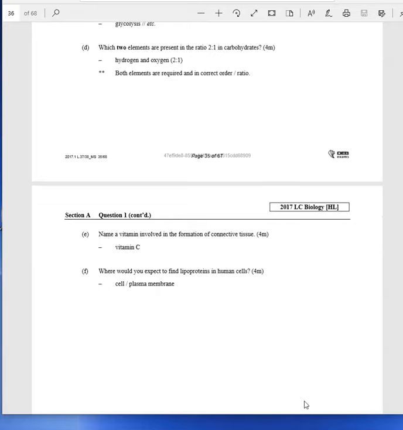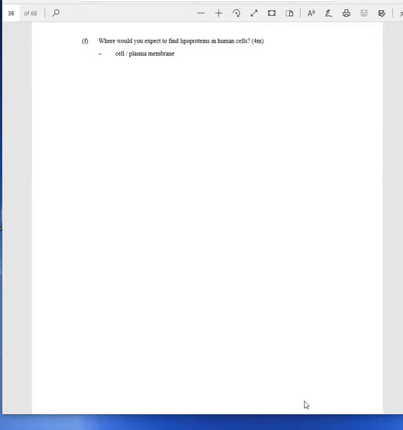Okay, name a vitamin involved in the formation of your connective tissue. Connective tissue is vitamin C. So you need vitamin C for your immunity and to make your membranes form correctly. Right? And where would you expect to find lipoproteins in human cells? You find them in the cell membrane, also known as your plasma membrane. And that was question 1.